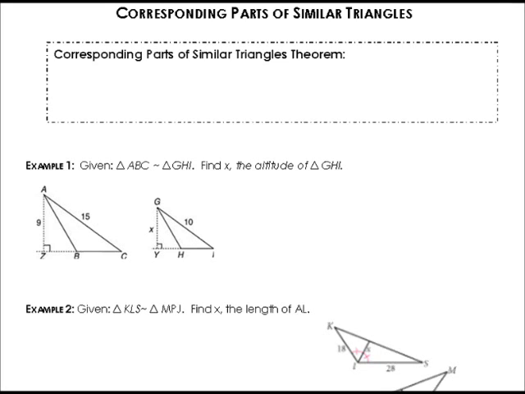So today we're going to talk about corresponding parts of similar triangles. Yesterday we learned about angle-angle similarity, which was our way of proving two triangles were similar. Today we're going to extend our proof and prove how the corresponding parts of similar triangles are similar, which is very close to doing CPCTC with our congruency proofs.